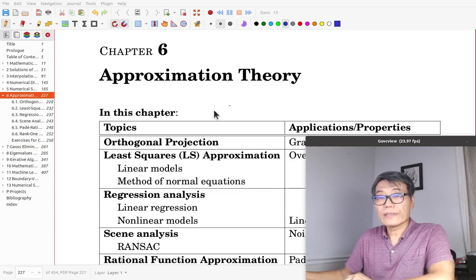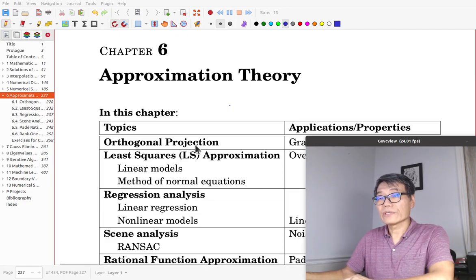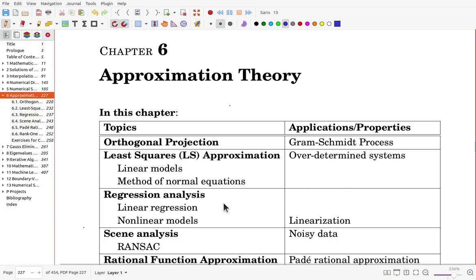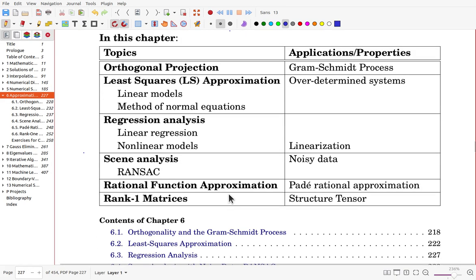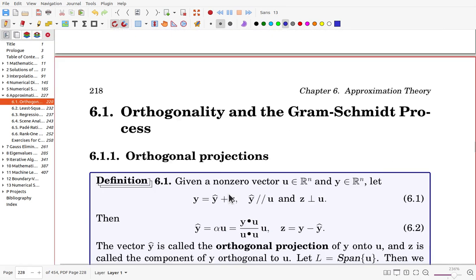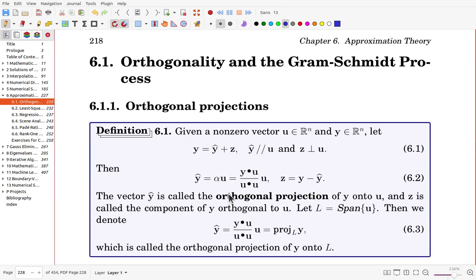In Chapter 6, we'll study some approximation theory, beginning with orthogonal projection. We'll study regression analysis, scene analysis, and rational function approximation. And finally, we'll consider rank 1 matrices and structure tensor. Okay, the first section of the chapter is orthogonality and the Schmidt process.